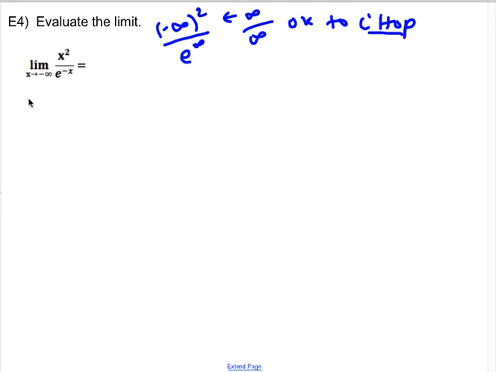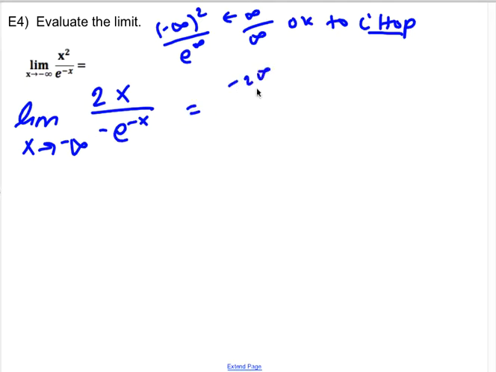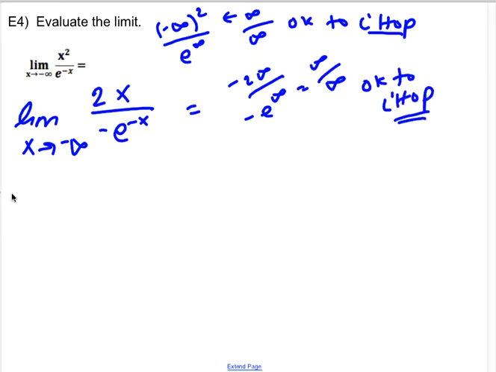So when I differentiate, right, I'm going to get that this is the limit as x approaches negative infinity of a 2x on top of a negative e to the negative x, right? The negative comes from doing the chain rule. So when I plug in, again, I'm going to get a massive infinity on top of another massive infinity, which is huge. So again, I'm okay to do L'Hopital's. But again, that indeterminate form is never the answer.